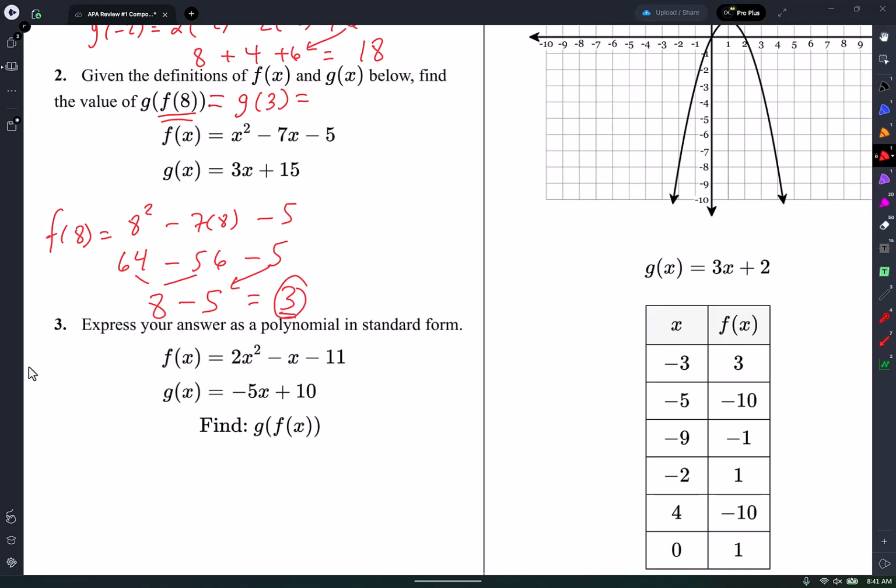So now I'm just going to plug in a 3 into the G function. So G of 3 equals 3 times 3 plus 15. What's 3 times 3? 9. Plus 15? There it is. So 24. And you can write it like this. You can write G of f of 8 is equal to 24.